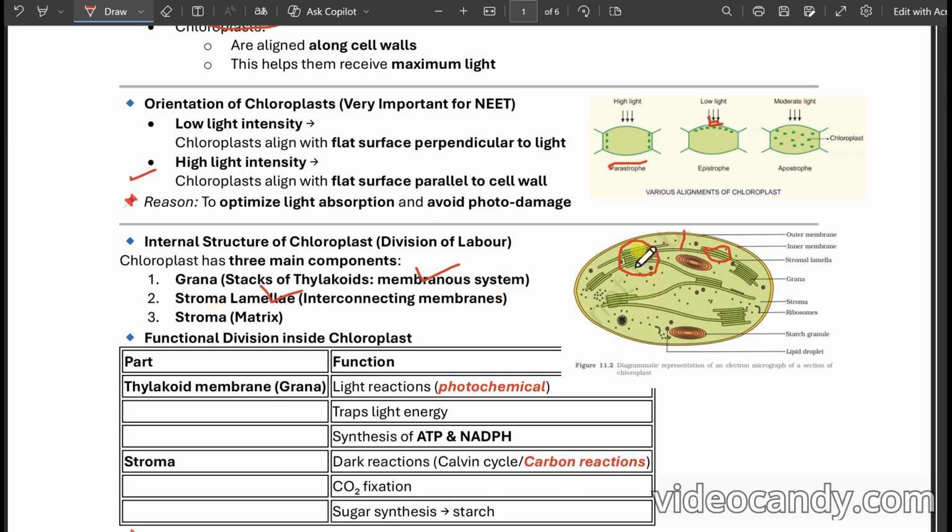And stroma, leaving these aside, whatever is in the middle, this liquid matrix is called stroma. So this is very important. The chloroplast is a double membranous structure.